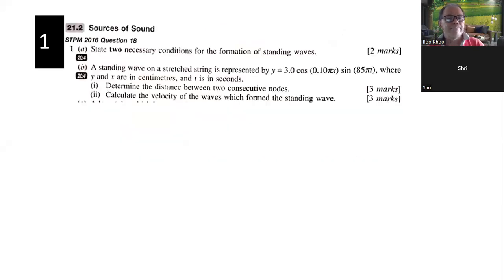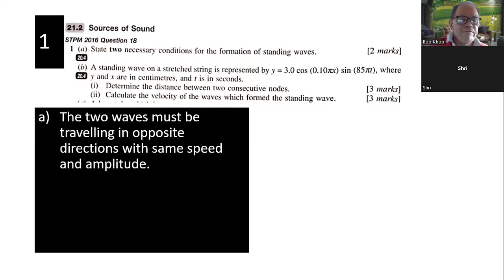Okay, let's go to section C. State two necessary conditions for the formation of a standing wave. Must have the same frequency and move in opposite direction. Two waves must be traveling in opposite directions with the same speed and amplitude.